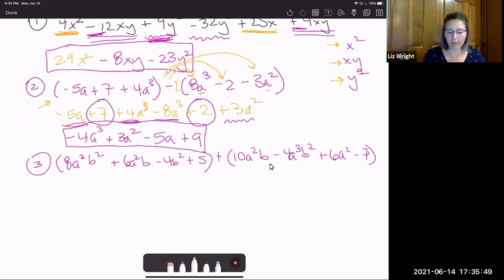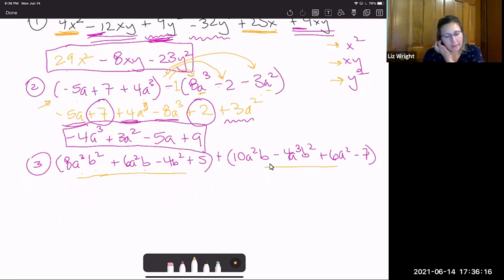I want you to look at the first set of parentheses, see if there's anything you can combine. Check out the second set of parentheses, see if there's anything you can combine, and then combine the two quantities together. All right, so let's see if there's anything in the first set. I don't see any like terms. There's no other a cubed b squared term. There's no other a squared b term. There's no other b squared.